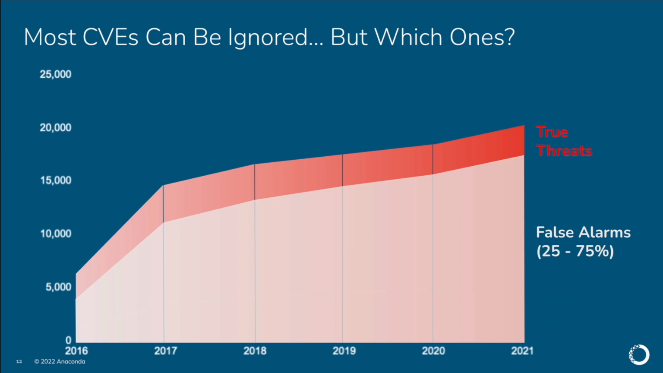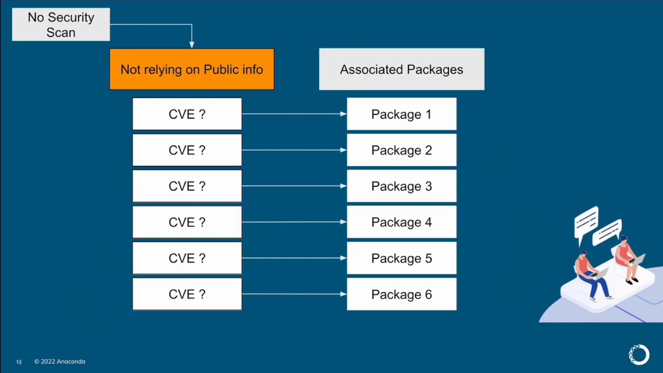But first, let's look at an example where an organization is not relying on any data, meaning no security scan, right? This was one scenario that we talked about in our last webinar, and this was the do nothing approach, right? And so, sure, they're using packages from major repositories.